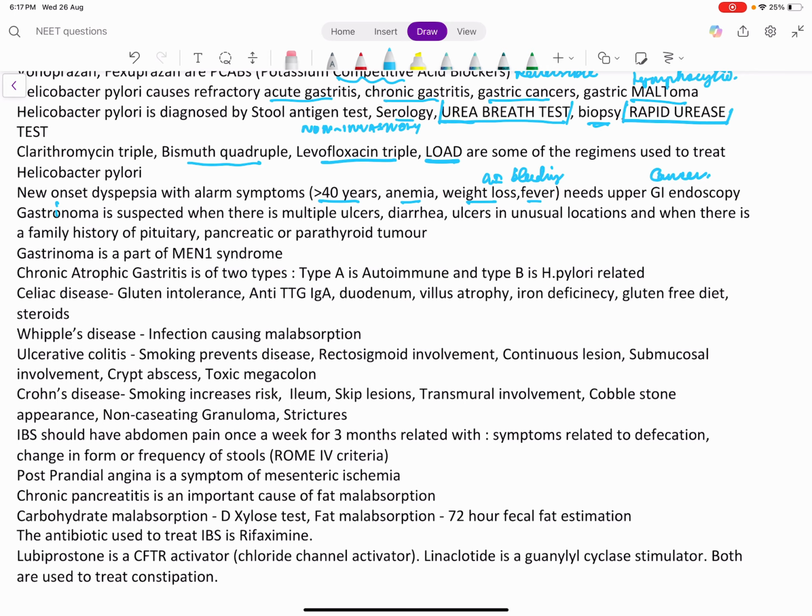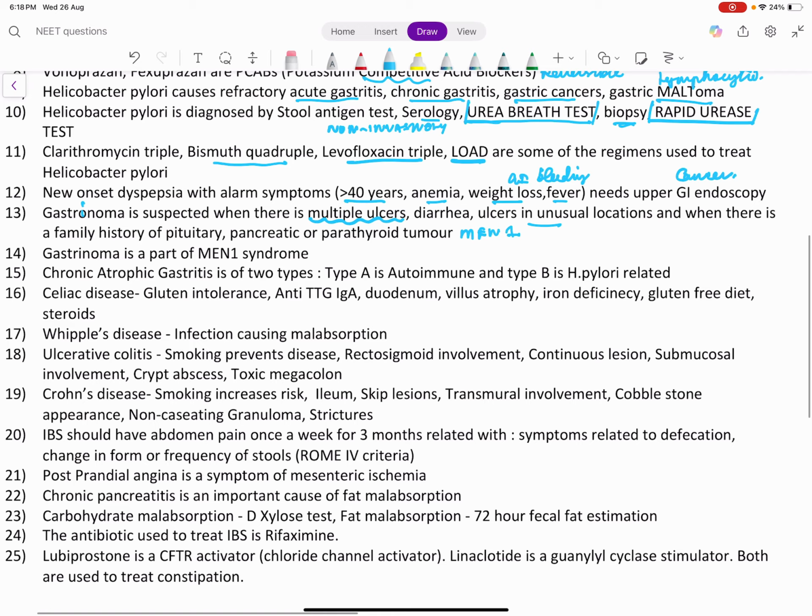Multiple ulcers, because gastrin is more, so it causes more ulcers. Excess gastrin destroys trypsin, so protein is not digested, fats are not digested, so it leads to diarrhea. And there will be ulcers in unusual locations. So if these are there, we should suspect gastrinoma. Gastrinoma is a part of MEN1 syndrome. So there will be family history of pituitary, pancreatic, or parathyroid cancer.